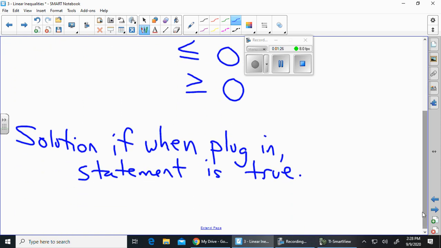Now, when is it a solution? And you guys will find my English is lots of times terrible on my notes, but it is a solution if when you plug it in, the statement comes out true. So just like with an equation, when's it a solution? You plug it in, it's true. The biggest difference is there's not just one answer usually for an inequality.